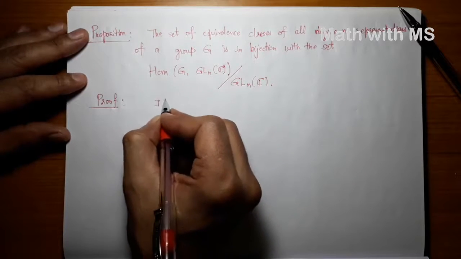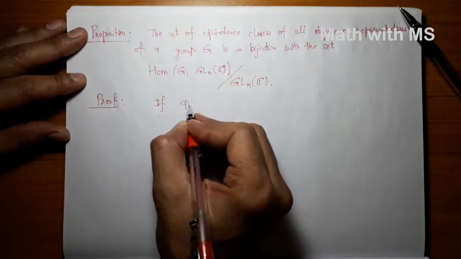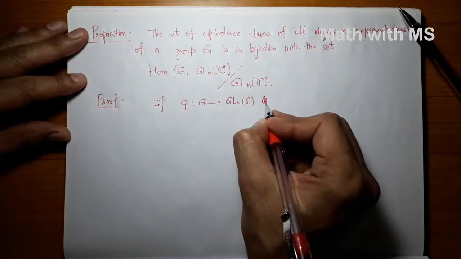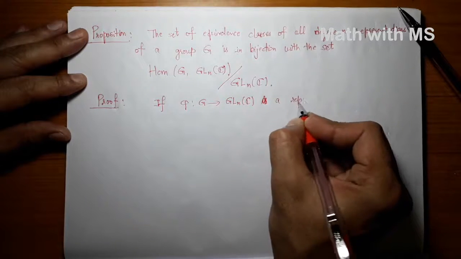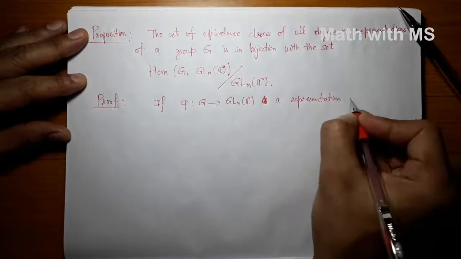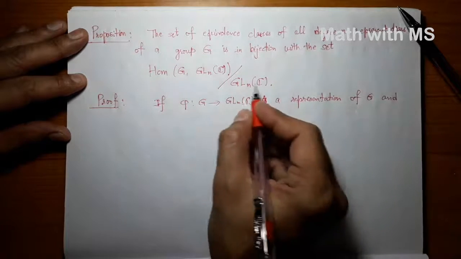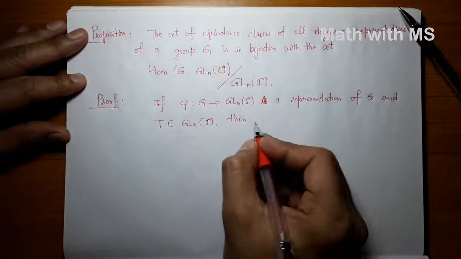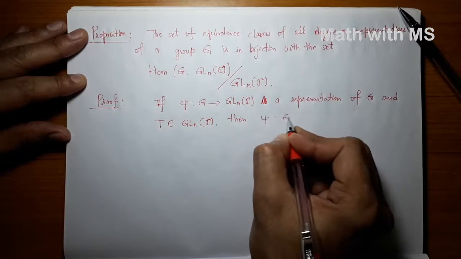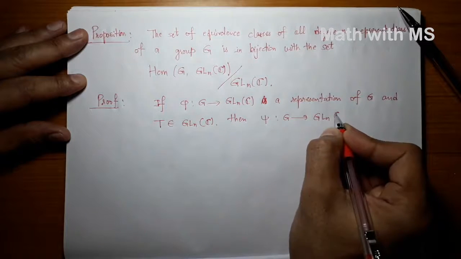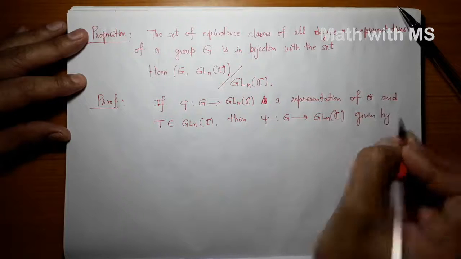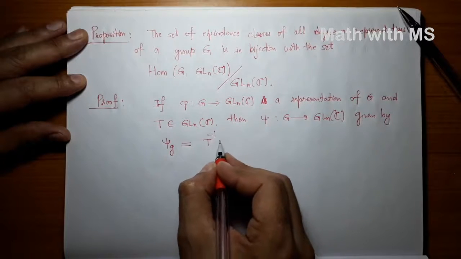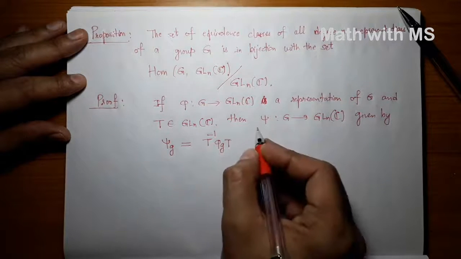Conversely, if you take a homomorphism phi from G to GLnC, which is a representation, and you take any invertible matrix T belonging to GLnC, then let us call psi from G to GLnC the map given by psi of g equals T inverse phi(g) T. This is again a group homomorphism, right?